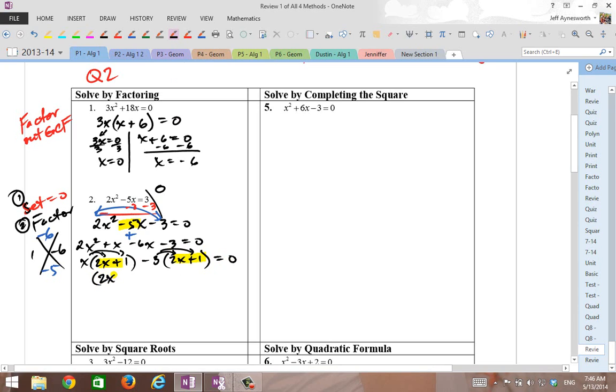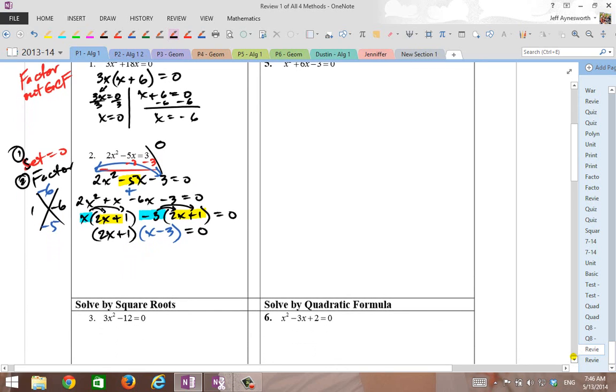Again, factor by grouping. So 2x plus 1 times the remaining factors, x minus 3. So we're going to have times x minus 3. Well, that's equal to 0. This is called a zero product because you're multiplying two binomials, and they obviously equal 0 here. So you got a zero product. So at this point right here, you're going to do the same thing we did in number 1. You're going to set each factor equal to 0. So let's write that down. After you factor, you set each equal to 0.